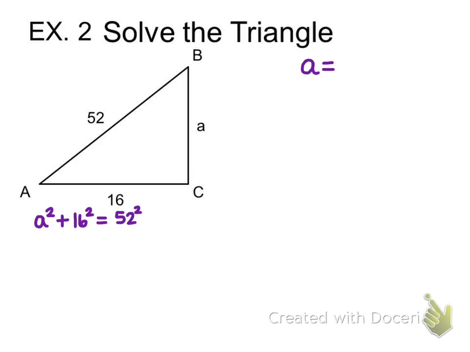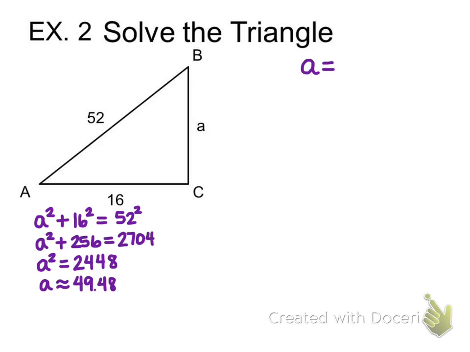So a squared plus 16 squared equals 52 squared. So that's a squared plus 256 equals 2704. I'm going to subtract 256 on both sides. So a squared is going to equal 2448. Then I'm going to take the square root of both sides. So a is approximately 49.48. Okay, they gave me side B was 16 and side C was 52, so I have all 3 sides.